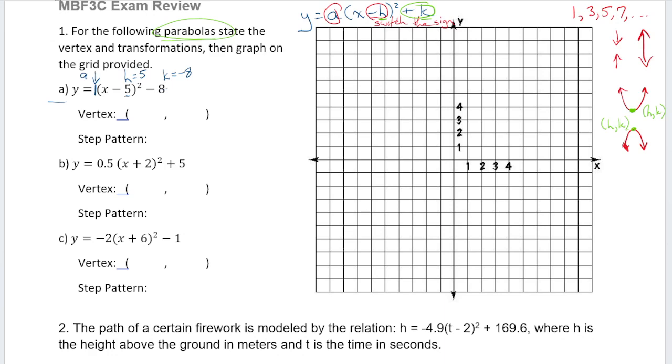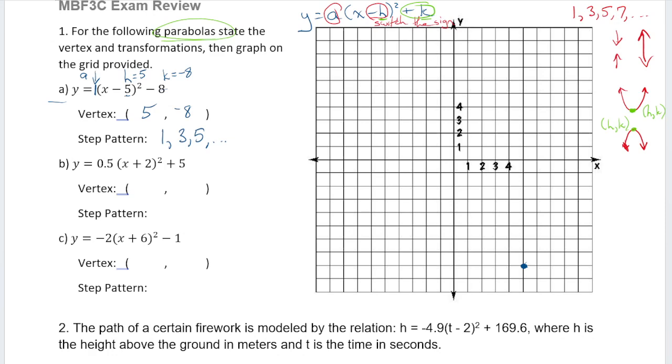So the vertex is (h, k). h is 5. k is negative 8. So that's where the vertex will be. 1, 2, 3, 4, 5. Negative 1, 2, 3, 4, 5, 6, 7, 8. There is my vertex for this one. And my step pattern will be the 1, 3, 5, 7 multiplied by a, which is 1. So it's just going to be 1, 3. We normally just write the first 3.